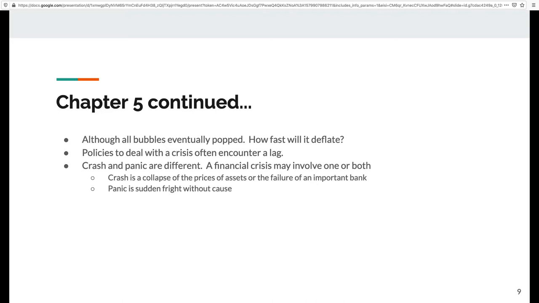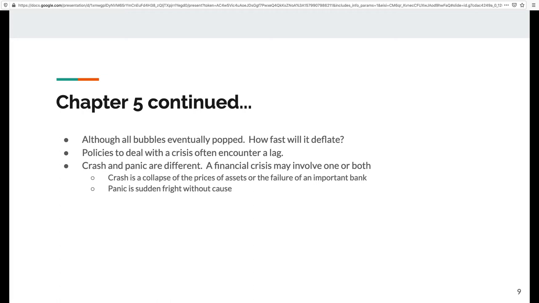And that's what we really mean here. All bubbles, financial bubbles, do have to eventually pop. You just don't know how fast it's going to deflate. And usually if you try to deal with a bubble beforehand, it doesn't work out well. It actually does not work out well most of the time to try to intervene and make the bubble not deflate uncontrollably. And that's because there's often a lag.